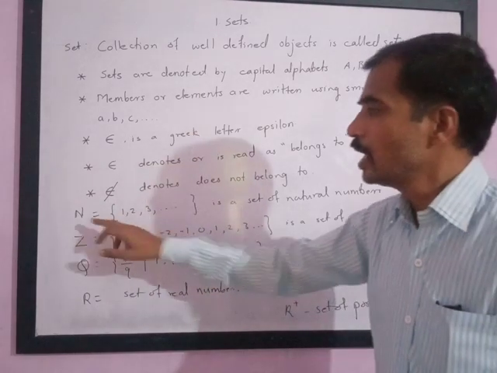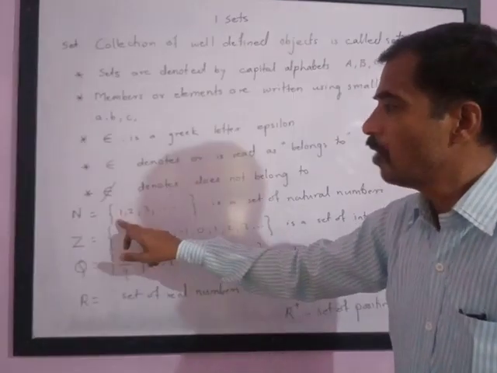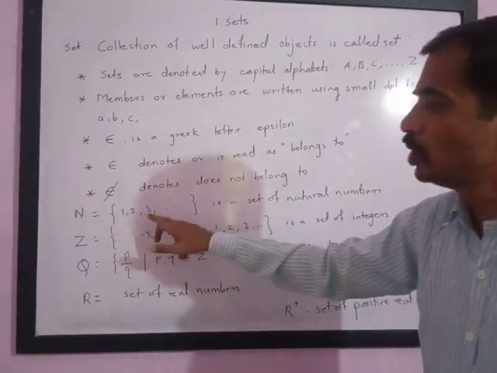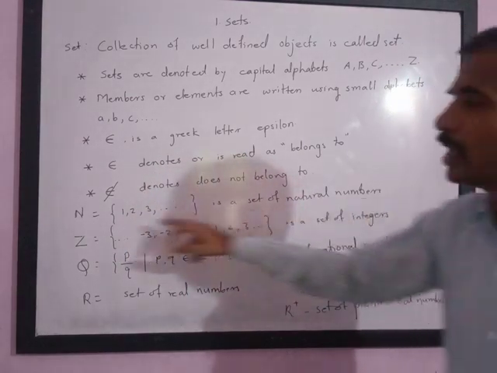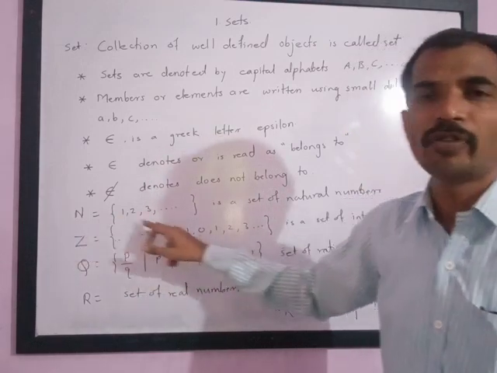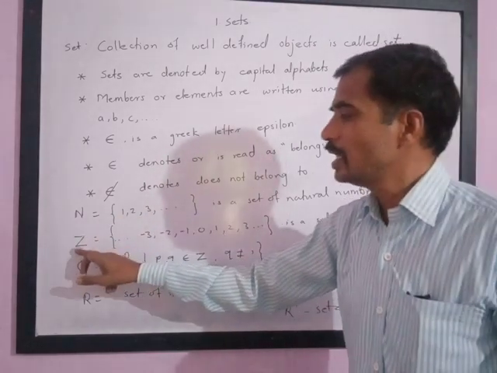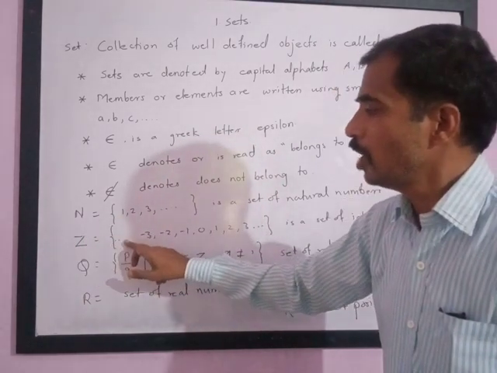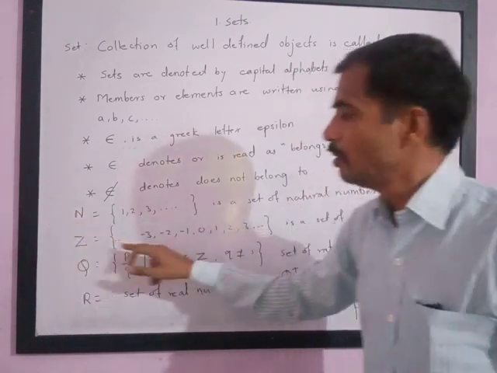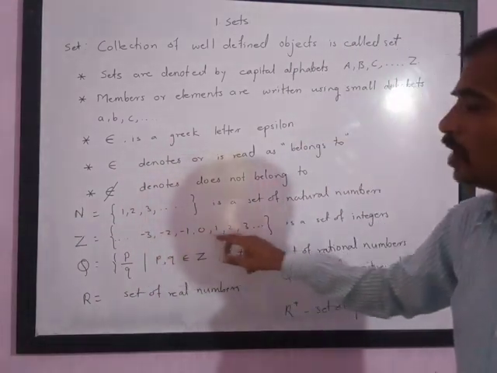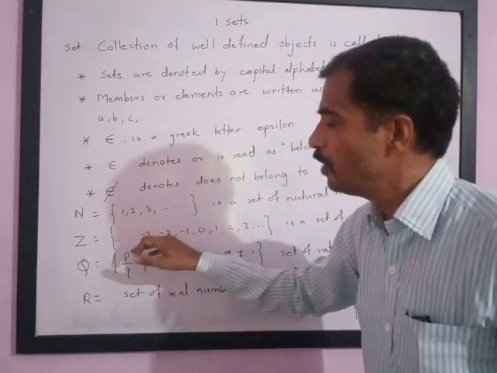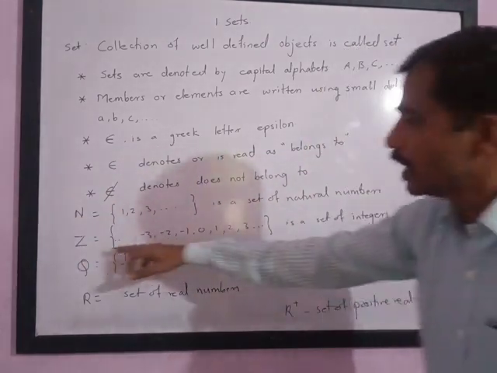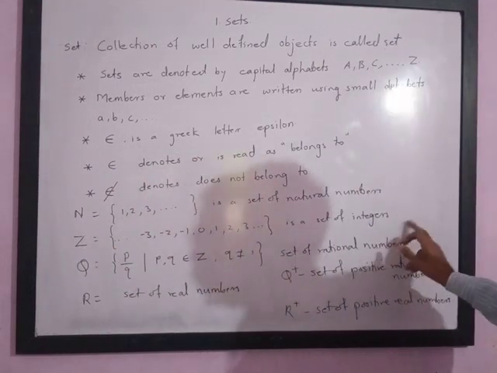In this chapter, capital N means the set 1, 2, 3, and so on. It is the set of natural numbers. So capital N always indicates the set of natural numbers. The next is Z. Here the dots mean it proceeds in this direction: -3, -2, -1 and 0, 1, 2, 3, and here also it proceeds. So it is indefinite in both directions. Z indicates the set of integers.